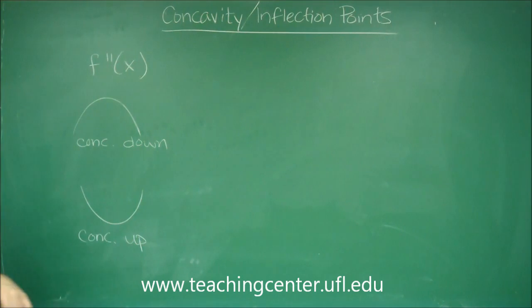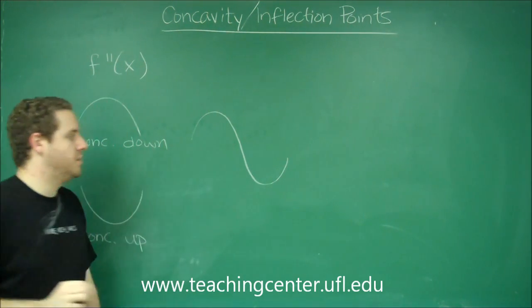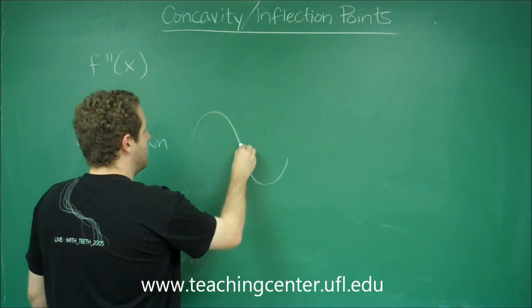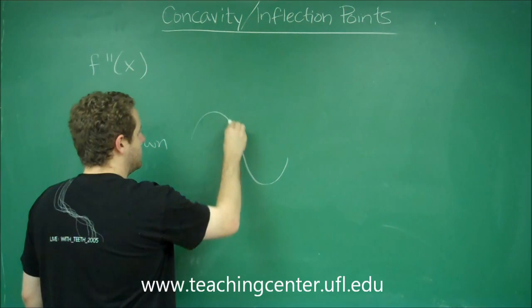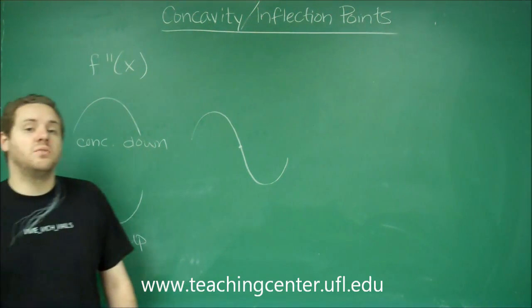So you can see if you put these two together, and you had something like this, like a cubic graph or maybe a trigonometric graph, there's some point here where it switches from being concave down to concave up. That point is called the inflection point.